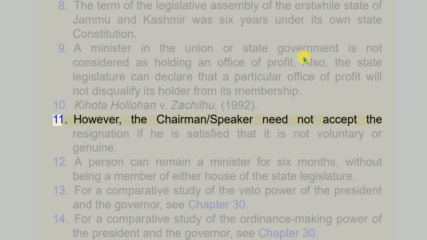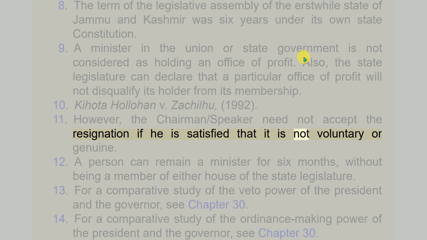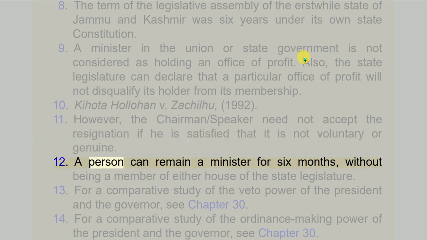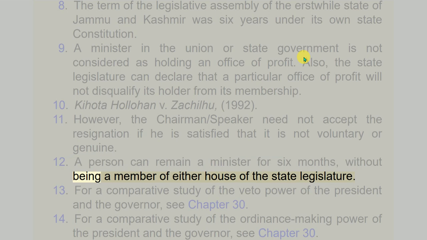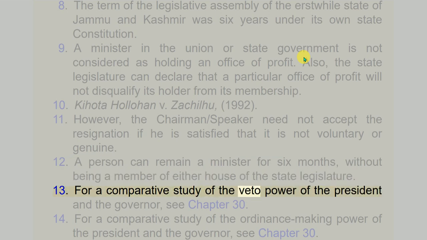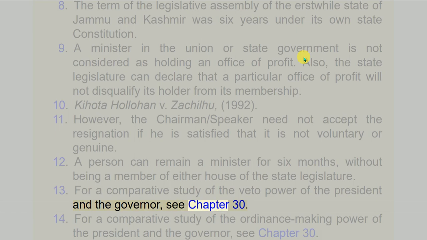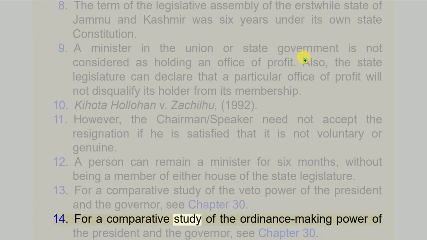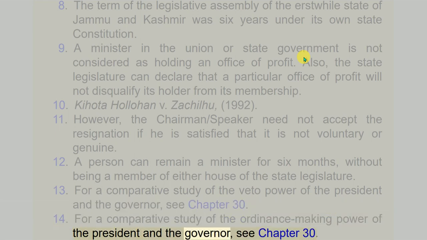11. However, the chairman or speaker need not accept the resignation if he is satisfied that it is not voluntary or genuine. 12. A person can remain a minister for 6 months without being a member of either house of the state legislature. 13. For a comparative study of the veto power of the President and the Governor, see Chapter 30. 14. For a comparative study of the ordinance-making power of the President and the Governor, see Chapter 30.